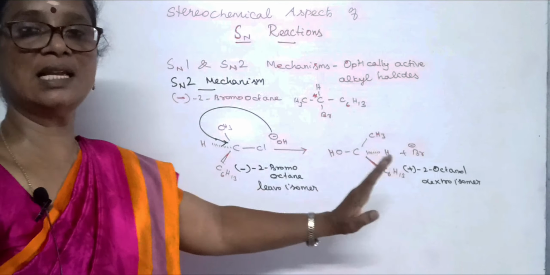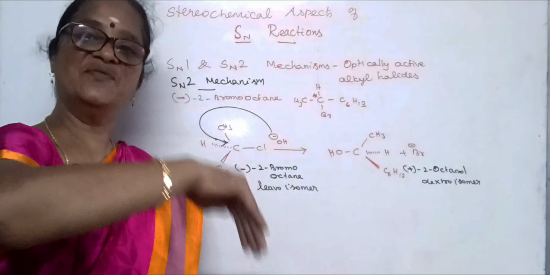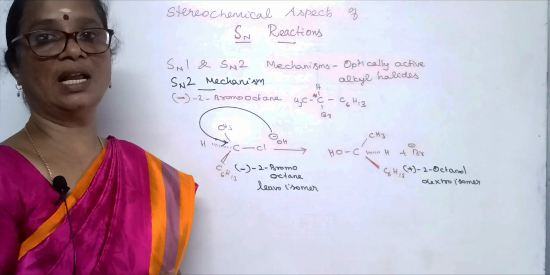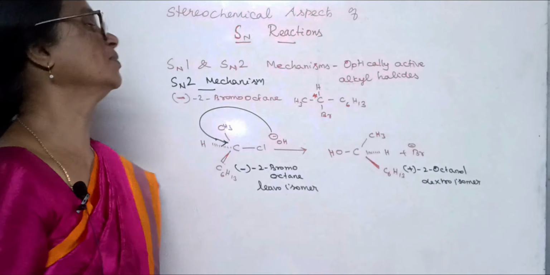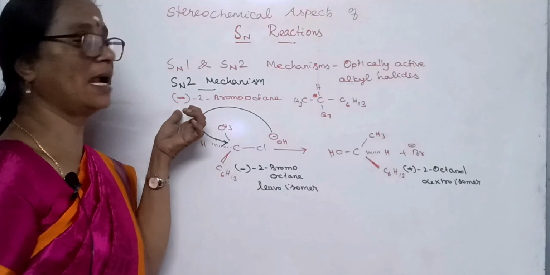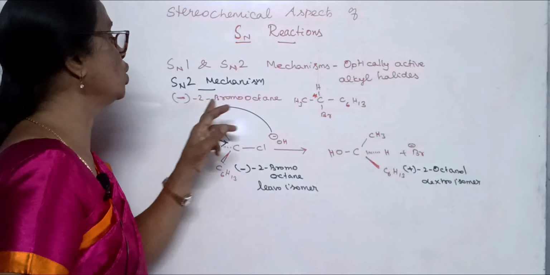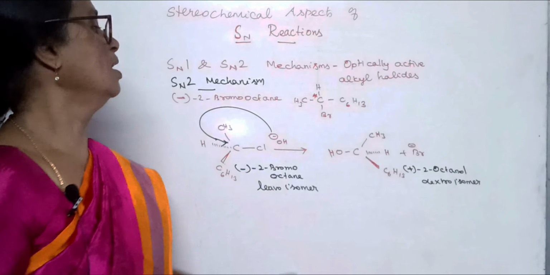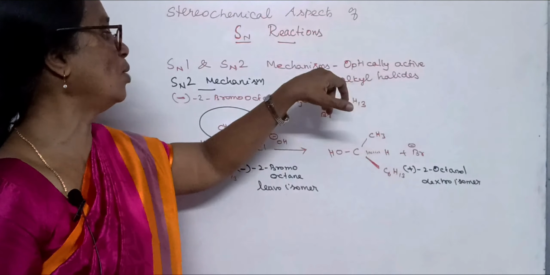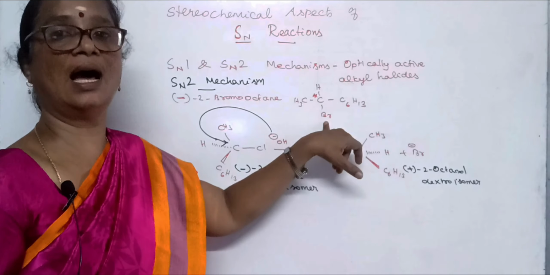So that results in the formation of inverted product. We said that is an inversion of configuration, or Walden inversion. That can be shown by taking the optically active compound (-)-2-bromooctane. In this, the carbon has one methyl group, one hexyl group, one hydrogen, along with the halide ion.